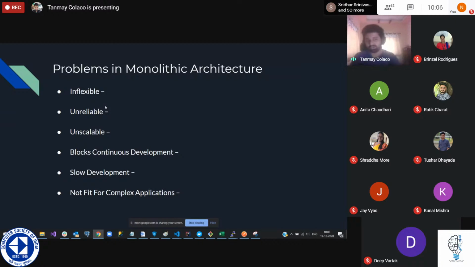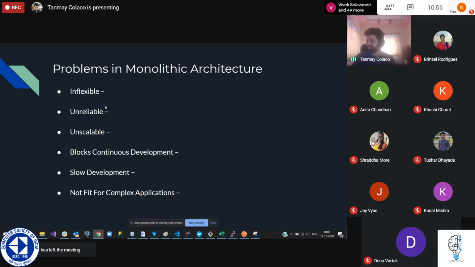Then this blocks continuous deployment. I think many of you may not know it; Anita ma'am did mention that you have a DevOps subject. So what is continuous deployment? It is when your code is ready, you test it, and you deploy it to production. There is no fixed deadline. You're continuously deploying your new features to production.